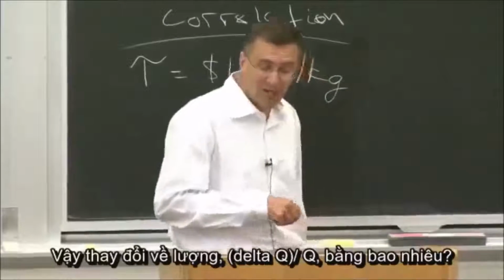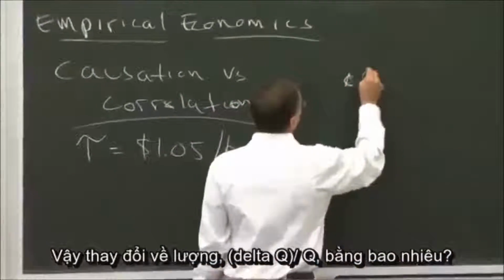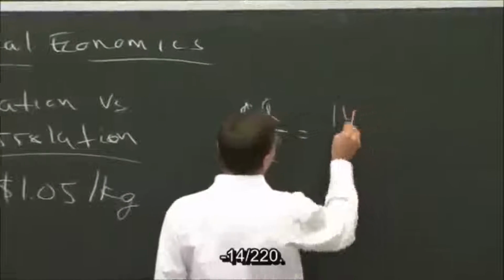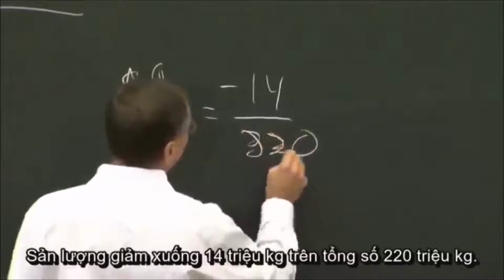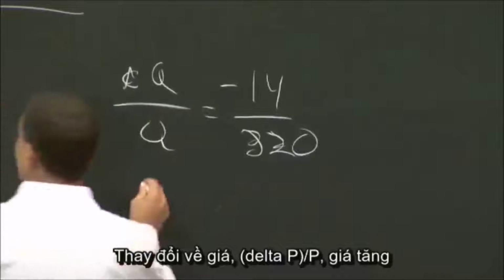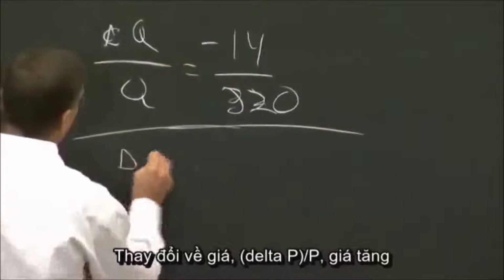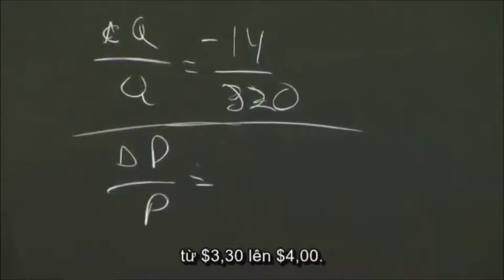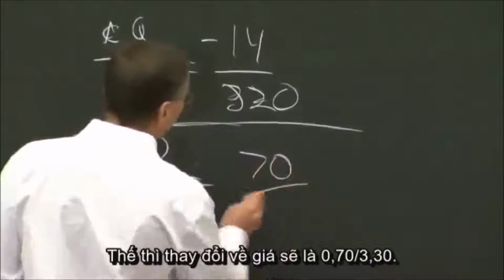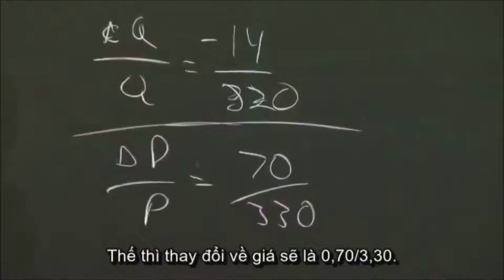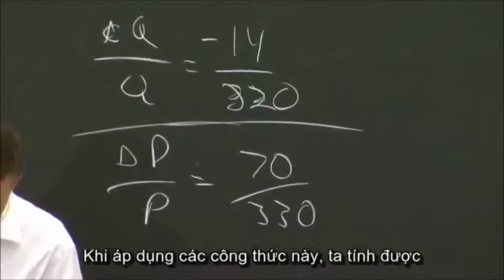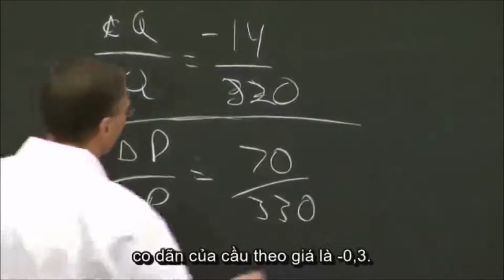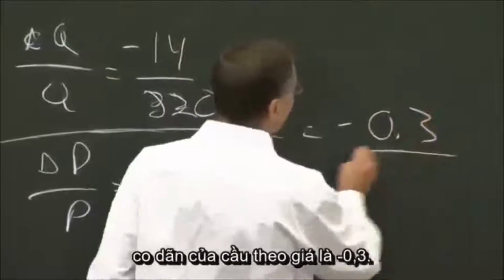Right, exactly. So the quantity change, delta Q over Q, is minus 14 over 220. It fell by 14 million kilograms over 220. The price change, delta P over P, is that the price rose from $3.30 to $4, so 70 cents over 330 cents. And using those, you end up with a price elasticity of minus 0.3.